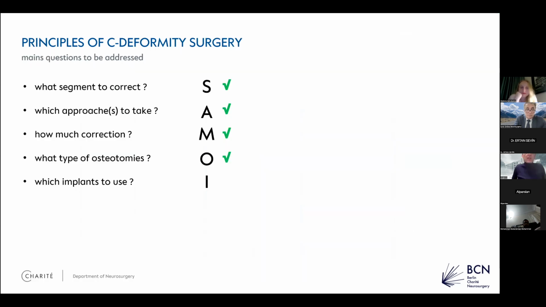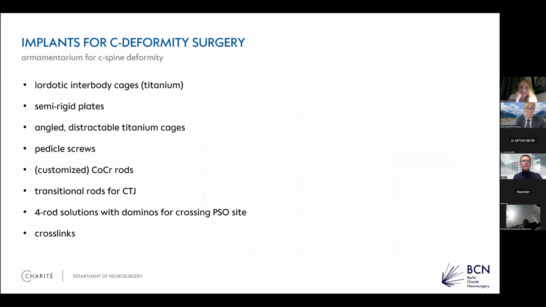So now we have talked about the osteotomies. Let's talk about the implants. I think what you definitely need, you need interbody cages, and we like to use titanium cages. We're not using PEEK cages because the titanium cages are more stable, and it's better to have them on the X-ray to see how much you relordose and how much you gain if you are placing them for multi-segmental reconstructions.